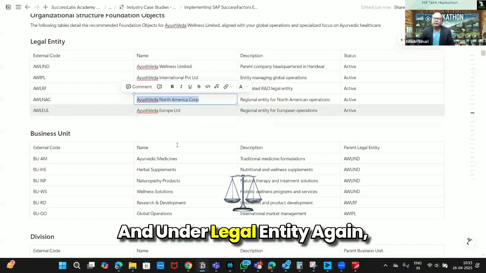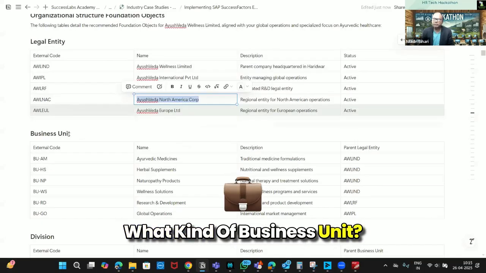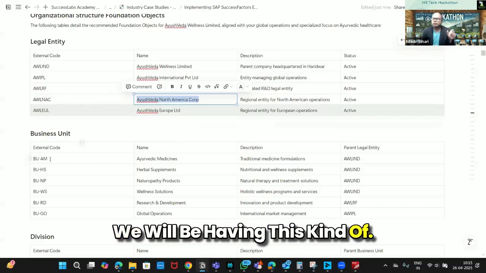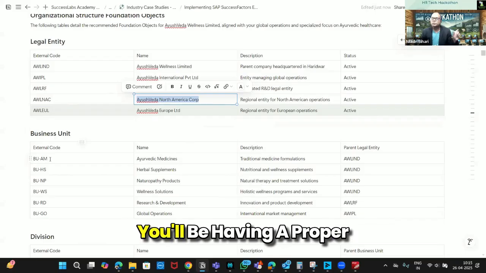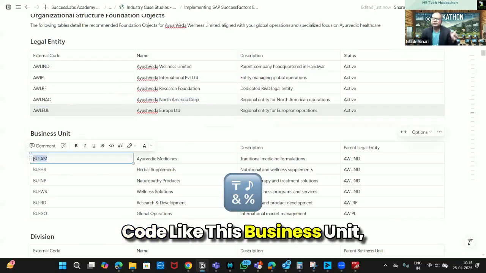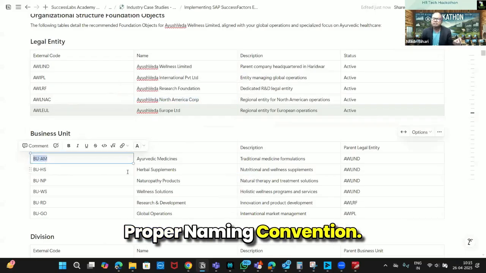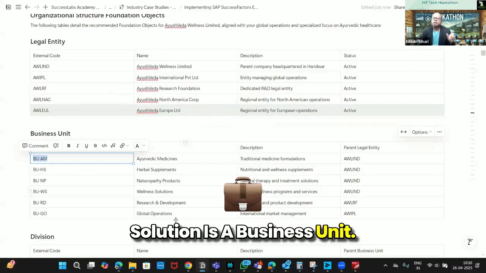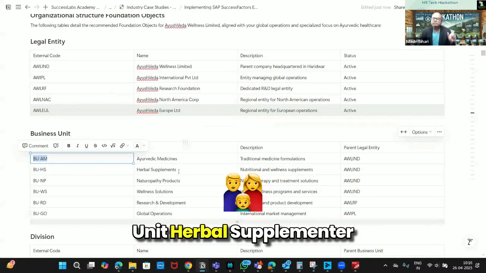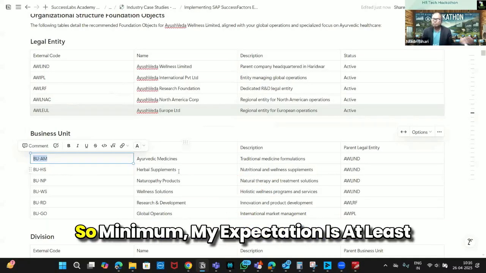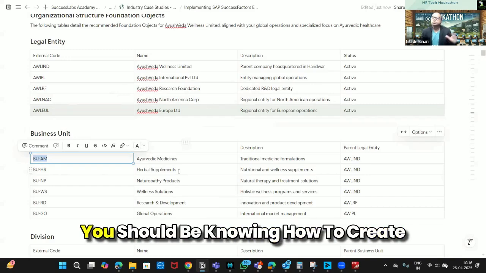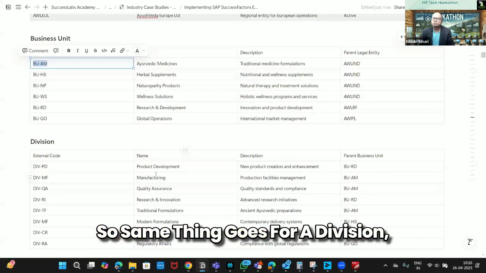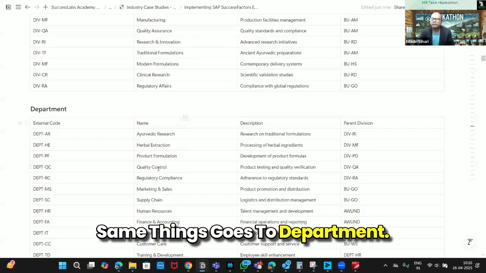And under legal entity again, what kind of business unit? Because we are following the case study, we will not be using any random code. You will have a proper code like this. Business unit, proper naming convention: Ayurvedic medicine is a business unit, wellness solution is a business unit, global operation is a business unit, herbal supplement can be a business unit. So the minimum expectation is that you should know how to create all these things and visualize them.